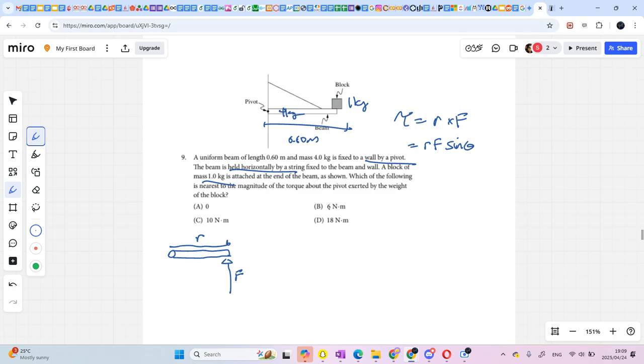I don't know if I can turn on my camera right now, but you point your index finger in the direction of R, you point your middle finger in the direction of F, you're going to see that your thumb is going to be pointing upwards, and that is going to imply a positive torque. Now, if you flip that, it becomes a negative torque.